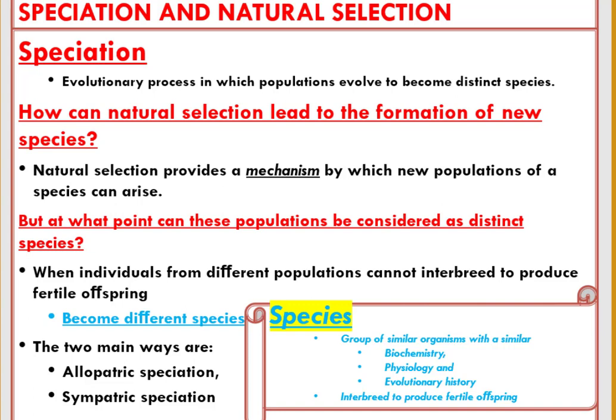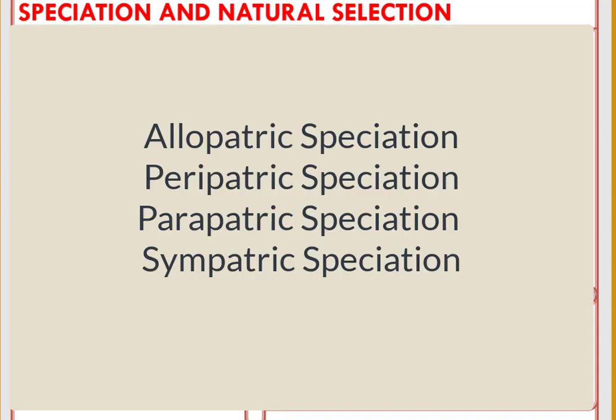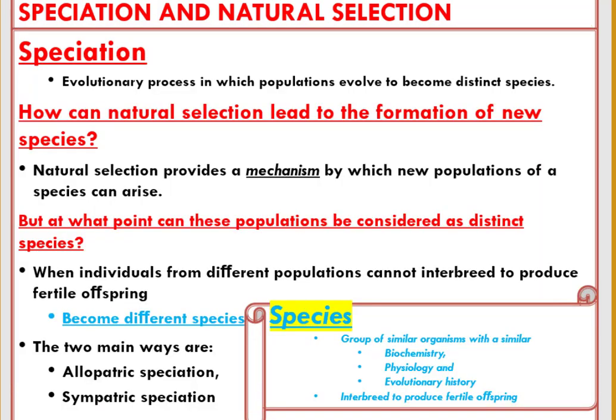There are four geographical modes of speciation in nature based on the extent to which speciating populations are isolated from one another: allopatric, peripatric, parapatric, and sympatric mechanisms. Speciation may also be induced artificially through animal husbandry, agriculture, or laboratory experiments. How can natural selection lead to the formation of new species?